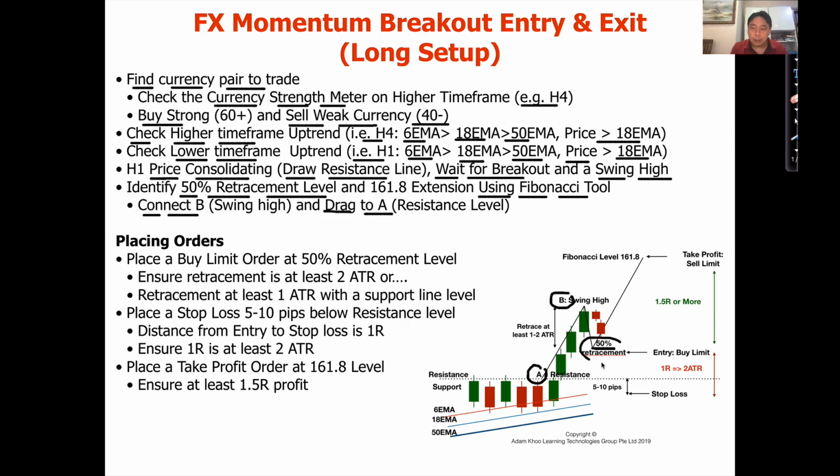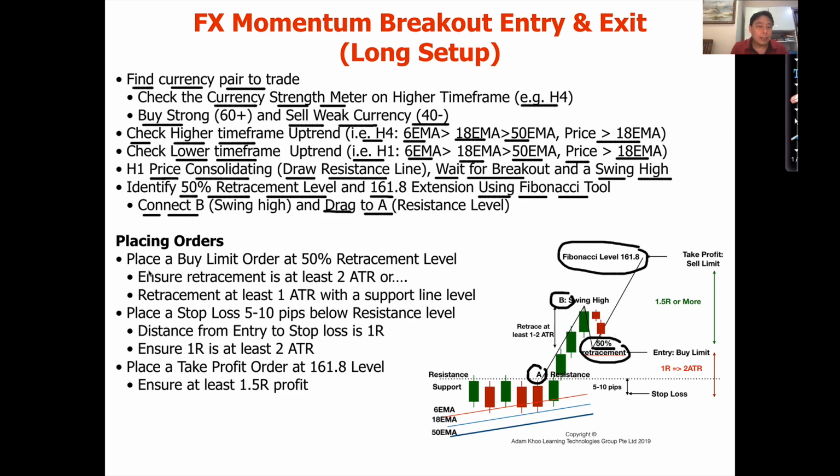Let me circle it, okay? And you will see the 161.8 extension level, which is here. All right, these two levels will appear on the Fibonacci tool. So now we've got that, you can place your orders.